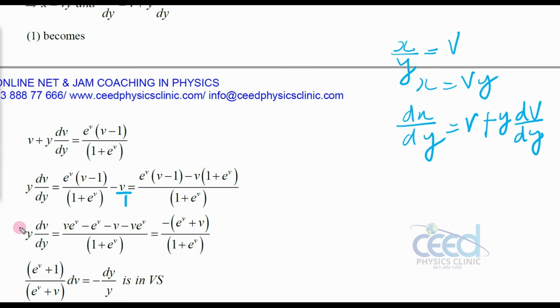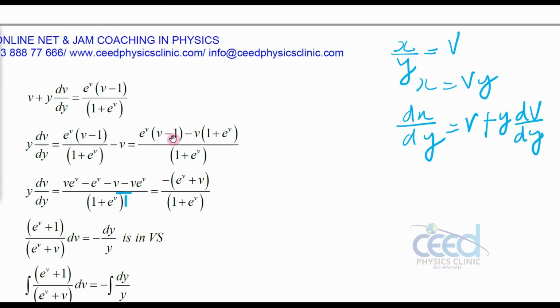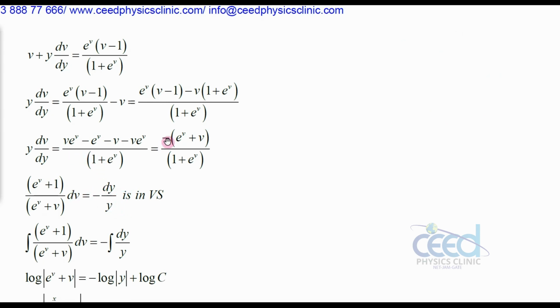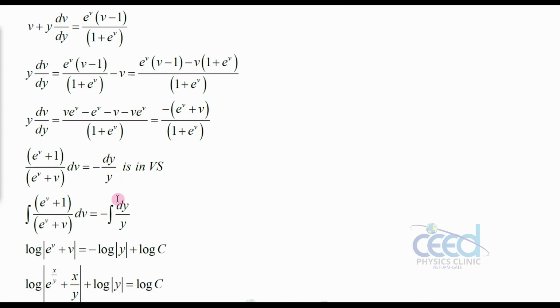So I can take all the v variable to one side and the y variable to the other side. When I take 1 plus e raised to v to this side, and e raised to v plus v to this side, we get (1 plus e raised to v) divided by (e raised to v plus v) dv, that is equal to minus dy by y, with a negative sign, where dy comes here and 1 by y. Now this is in a standard format.